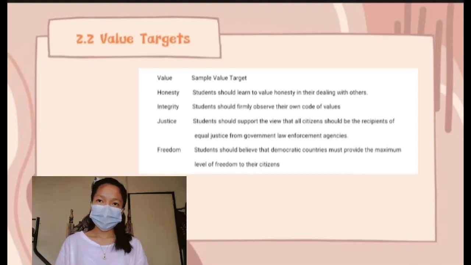Next is justice. Students should support the view that all citizens should be the recipient of equal justice from government and law enforcement agencies. And lastly, freedom. Students should believe that democratic countries must provide the maximum level of freedom to their citizens. POFAM, 2005.